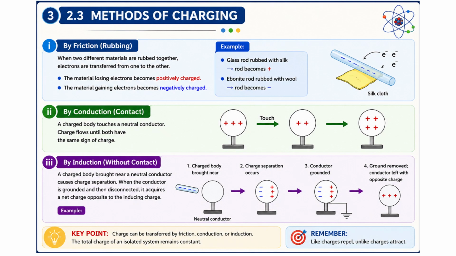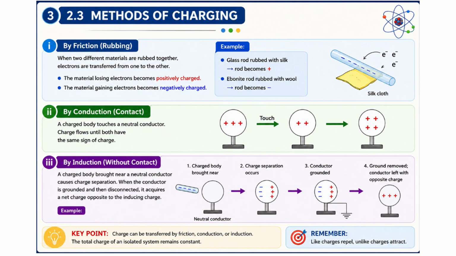Okay? And in the second case, electrons from the neutral sphere will rush over to the positively charged sphere. Okay? So once they spread, both spheres are left with what? The same sign of charge. So in this case, both are now positively charged.